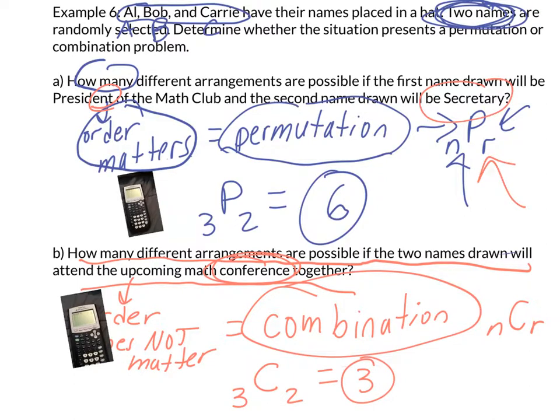You could think of it as there's an advantage or disadvantage to being selected first, but the order you draw the names results in a different outcome. Whereas if it's not a competition, they're just going to go to the same conference or the same workshop together. Order does not matter, so then it would be NCR instead. Unfortunately, it's not always a clear-cut case, so let's go ahead and look at several more examples of what the My Math Lab homework could potentially throw your way.